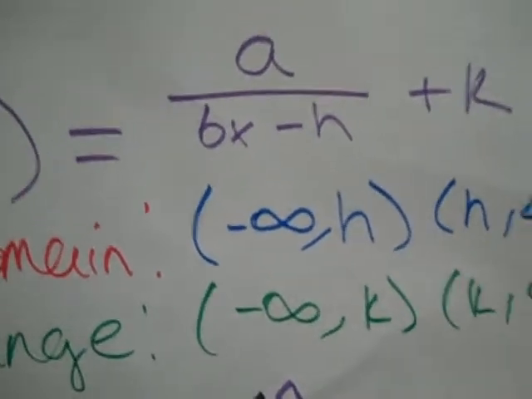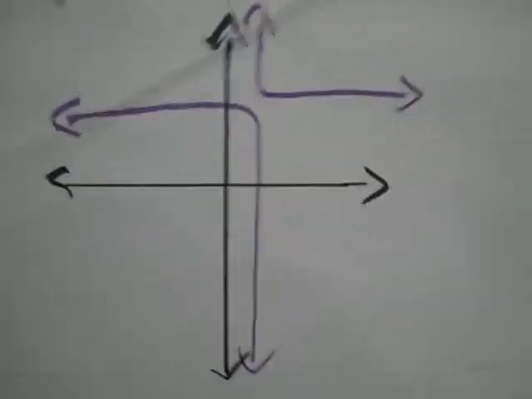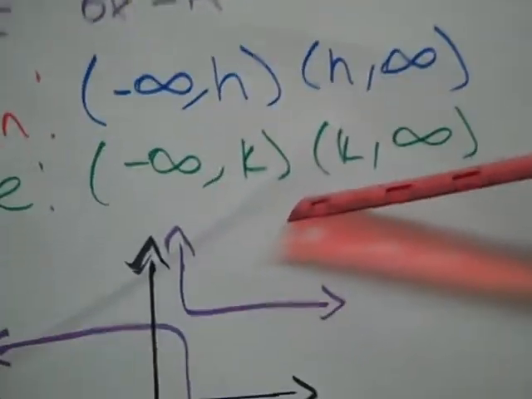Now, when you put it all together, it raises, lowers, shifts left or right, gets closer or wider. And the domain is affected by the h, and the range is affected by the k.